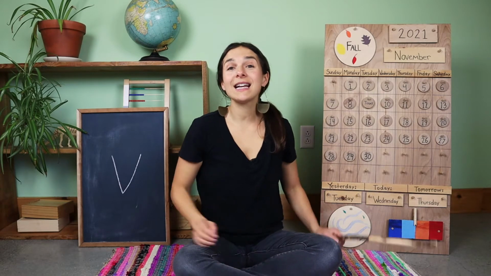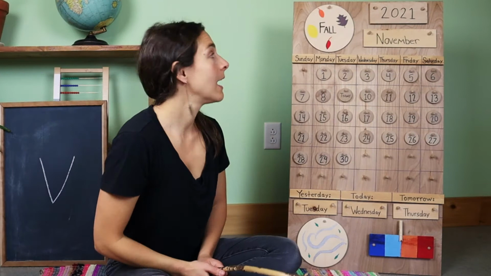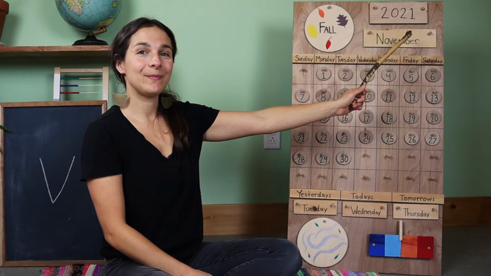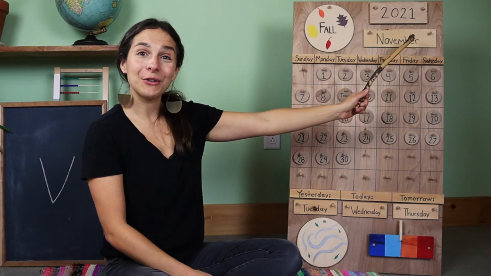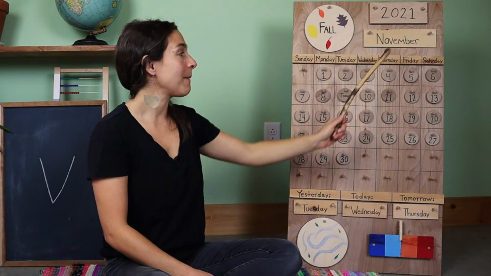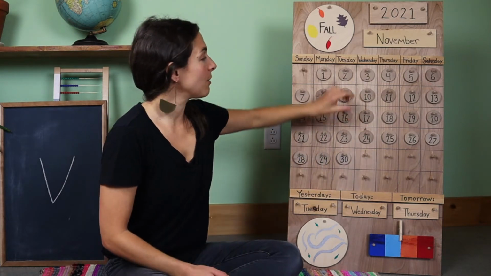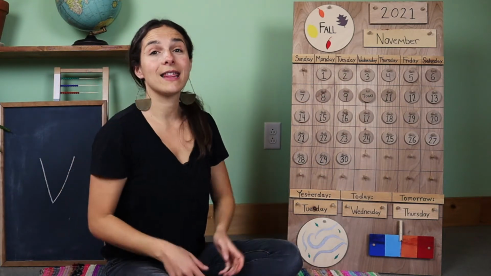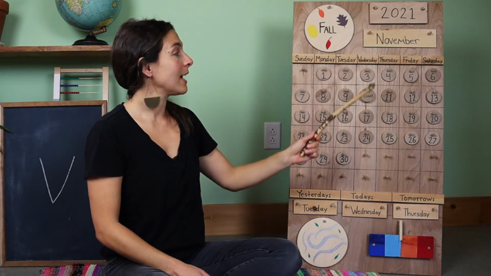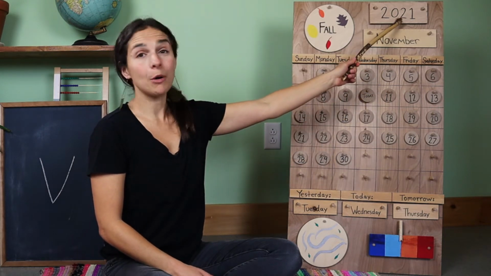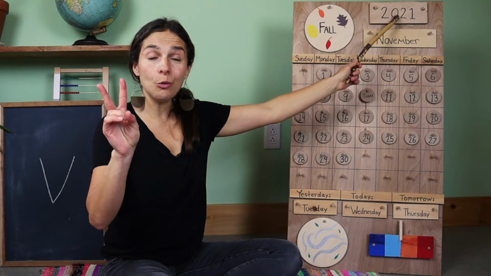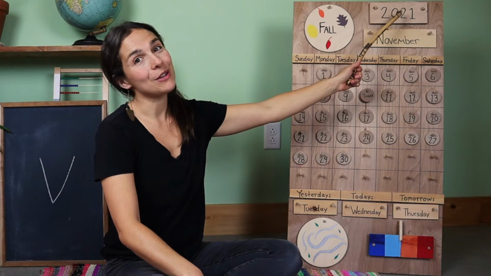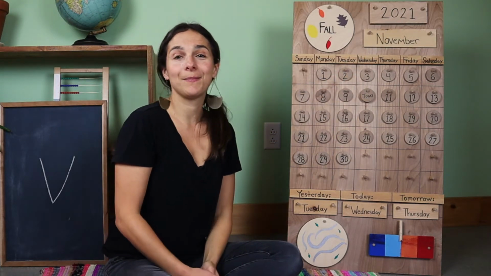Let me grab my pointing stick and we can go over the date together. Up at the top, we have the month. Do you remember what month it is? November, you're right. Today is November 10th. So let's move the chip over from yesterday. Yesterday was November 9th, and today is November 10th. And up at the top, we have the year. There are two ways to say the year. You can say that it's 2021, but you can also say that it's 2021.